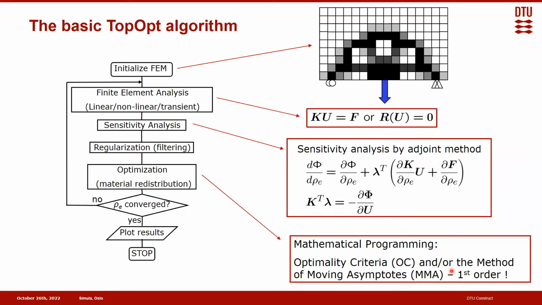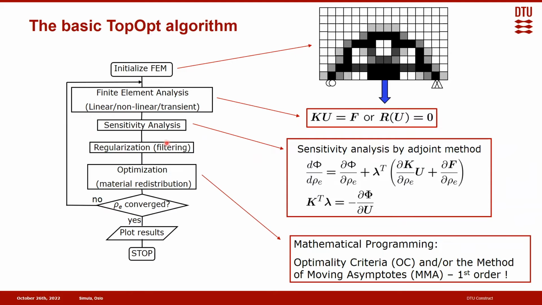So if we go one step further and cut it into a flowchart for an algorithm design, you will see that it basically involves you initializing whatever model you want to work with. Here, finite elements. It could be whatever discretization scheme that you favor. Then you solve a problem, linear, nonlinear, transient. You do some sensitivity analysis, and we do everything by an adjoint method, because otherwise we'll never finish.